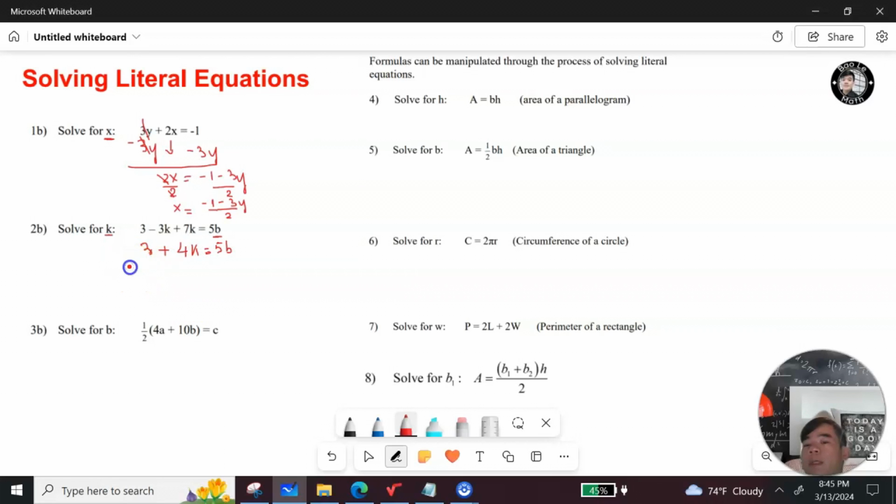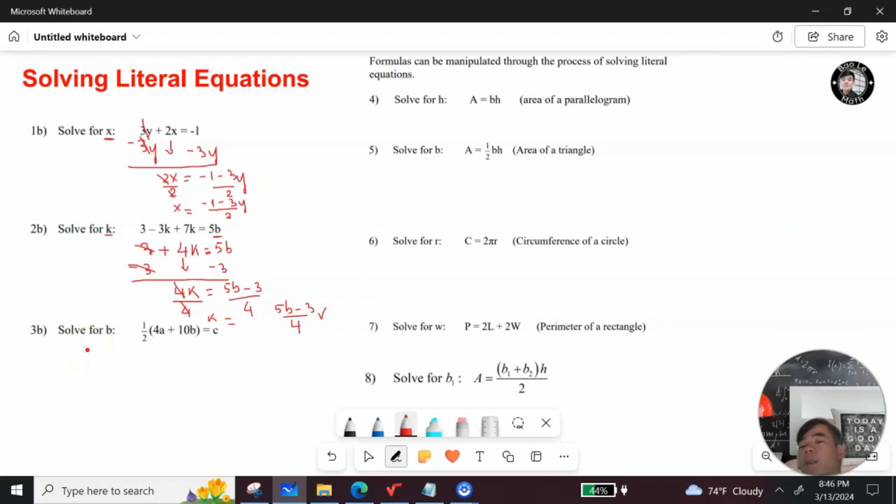Next, I subtract 3 from both sides because I'm trying to isolate k, right? So this and this cancel out. I have 4k left, equal to 5b minus 3. I divide both sides by 4. So k equals, this and this cancel out, k equals 5b minus 3 over 4. Done.